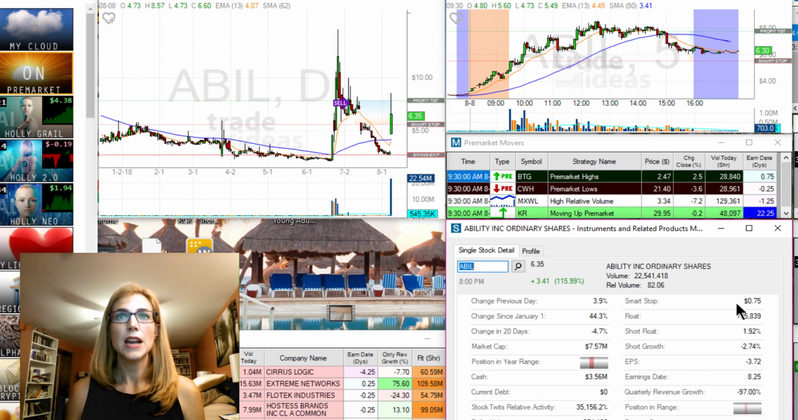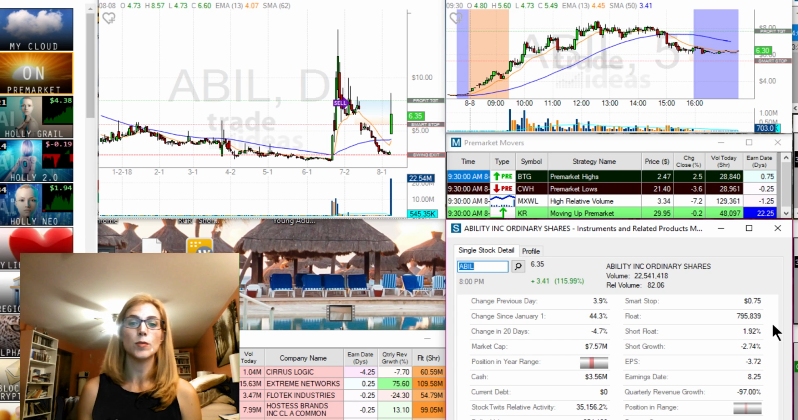This one has 795,000 in the float, which is a very low float. To me, anything that is less than 20 million is going to be a lower float stock and going to be able to move more quickly.